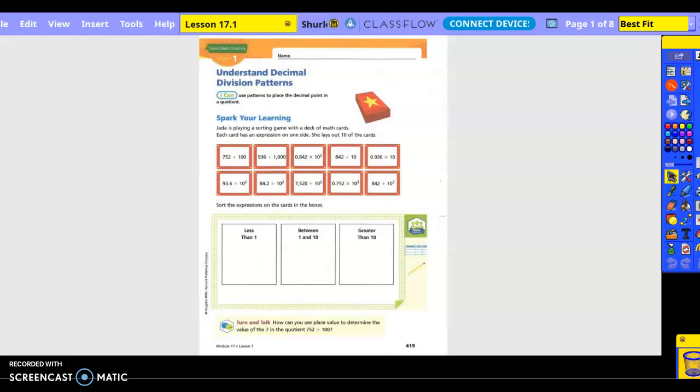Fifth grade math, lesson 17.1. Understand decimal division patterns. I can use patterns to place the decimal point in the quotient.